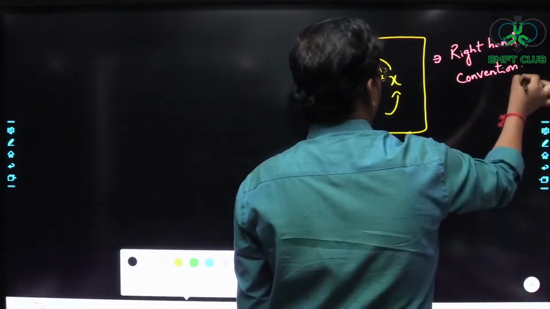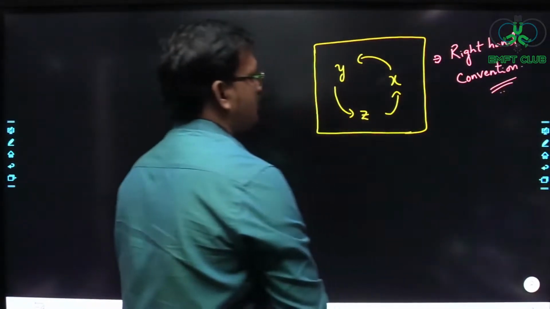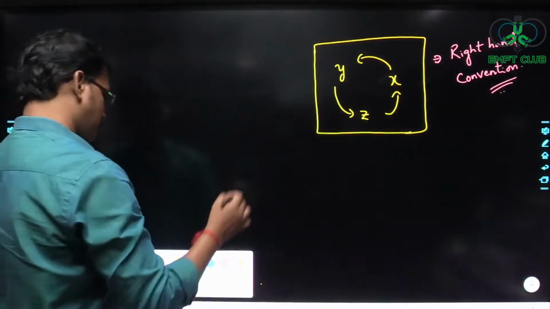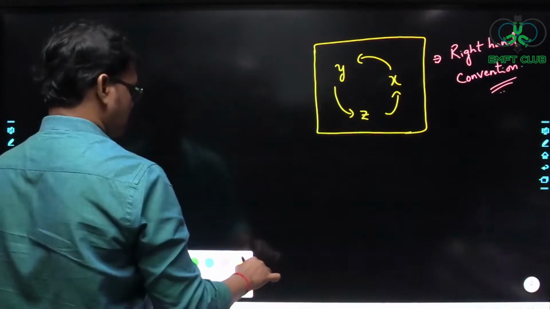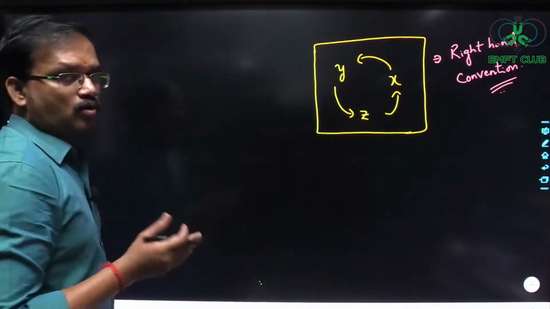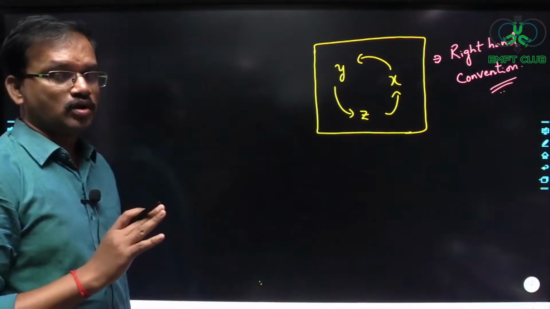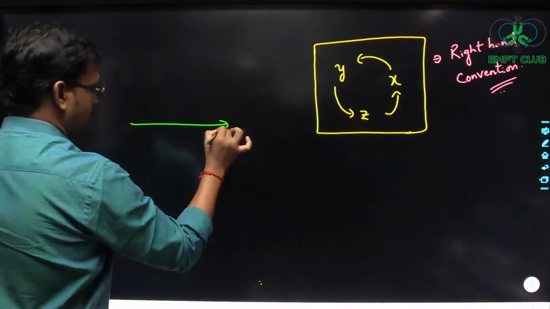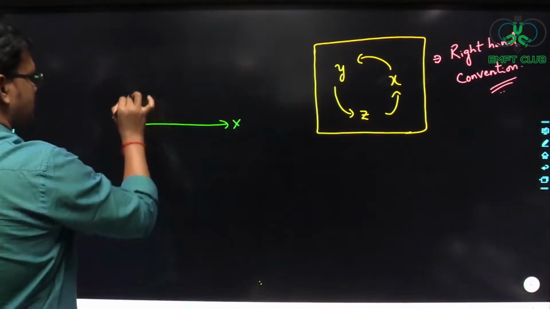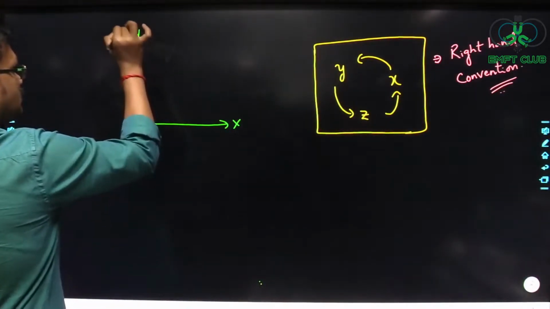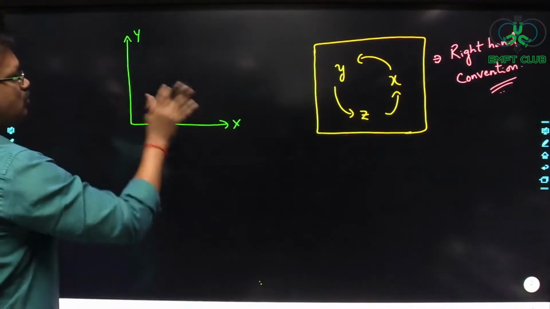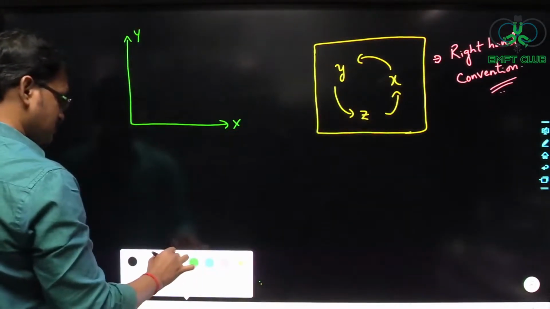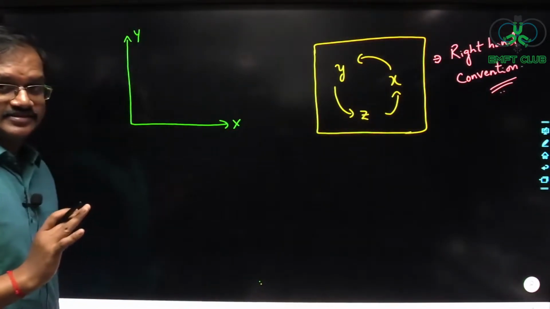This is the right hand convention, or right hand rule, that we have to follow. What do I mean by that? See here, you can take any two coordinate axes as you wish. Let us consider the x axis here and the y axis here. So I have considered two coordinate axes, x and y, and the third coordinate axis is nothing but the z axis, isn't it?